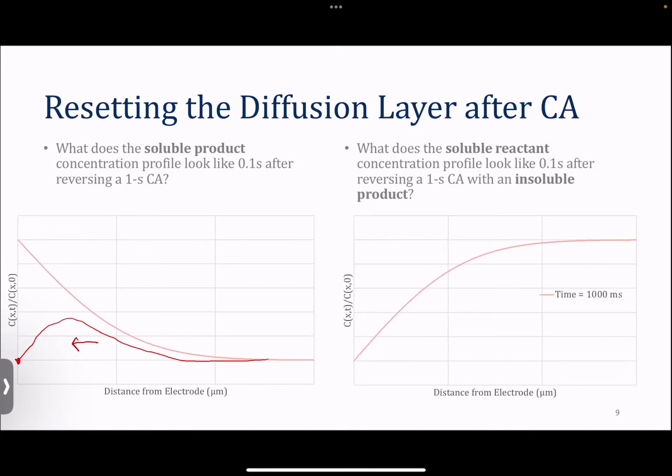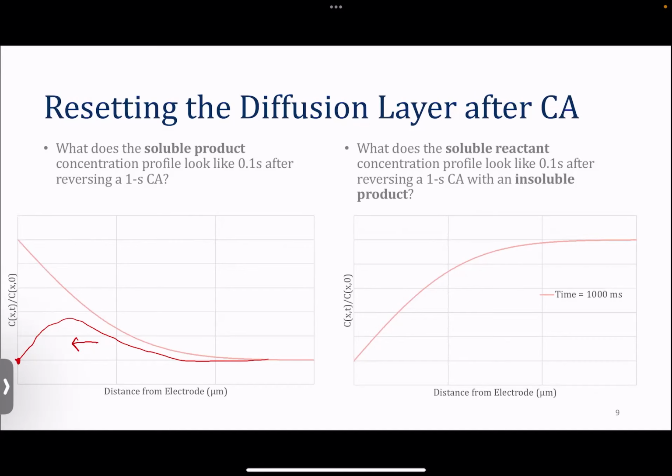Now, what about for an insoluble product? Remember, we don't have any of the reduced species in solution. So if we look at the plot here on the right, we're actually plotting the reactant, the oxidized species in this case. And what is that concentration profile going to look like after 0.1 seconds? So if we did a 1 second chronoamperometry, where we're reducing the oxidized species and then we reverse it so that we oxidize the reduced species back, what's that going to look like?